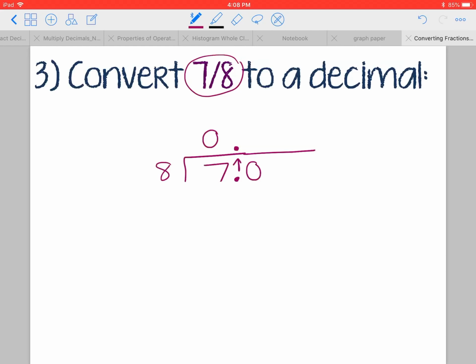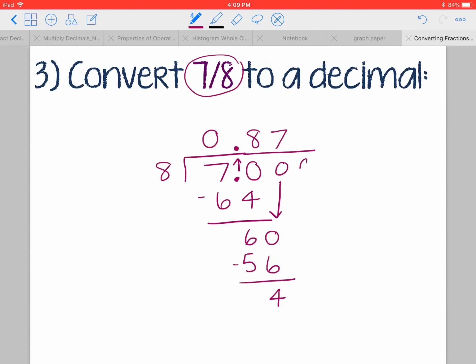8 goes into 70 eight times. 8 times 8 is 64. Now we're going to subtract. 70 minus 64 is a 6. No remainder, so we're going to add another 0, bring it down. 8 goes into 60 7 times. 7 times 8 is 56. We're going to subtract and we get a 4.